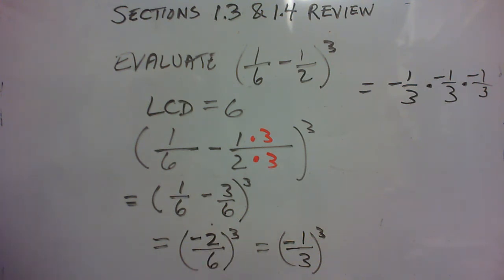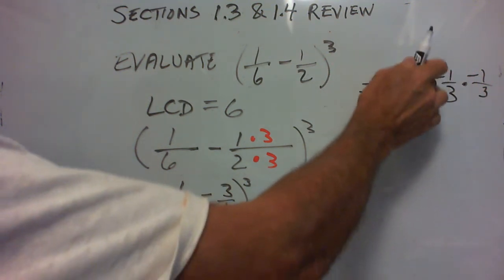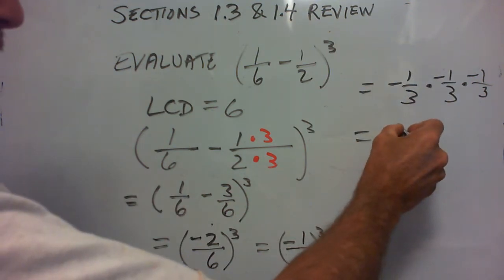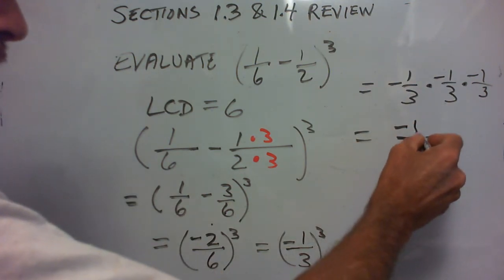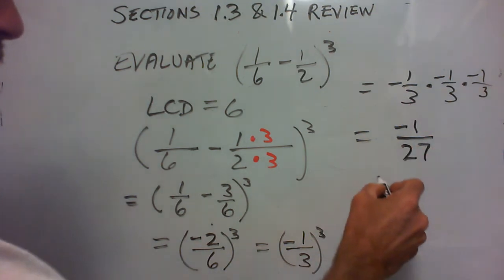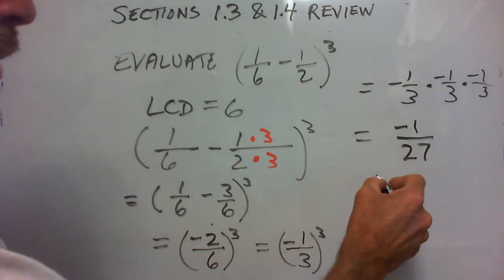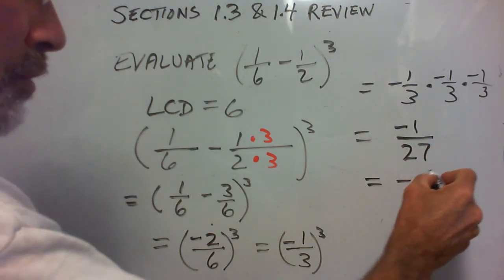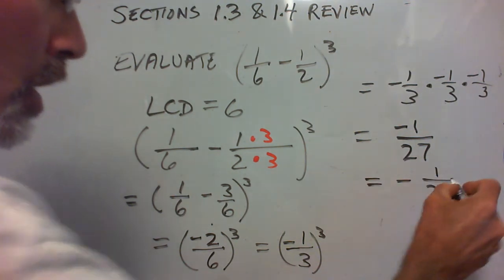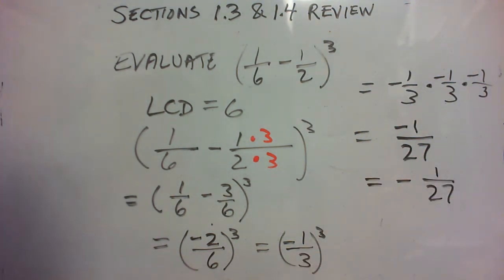Okay, so the negative ones multiply out. Two negative ones make a positive 1, times another negative 1 makes a negative 1. 3 times 3 times 3 is 27. So we get negative 1 over 27, or you can write that as negative 1/27.